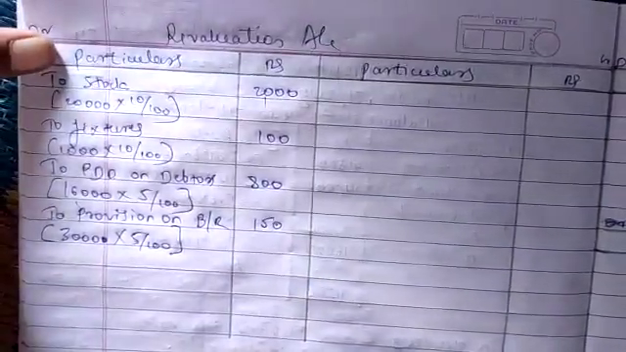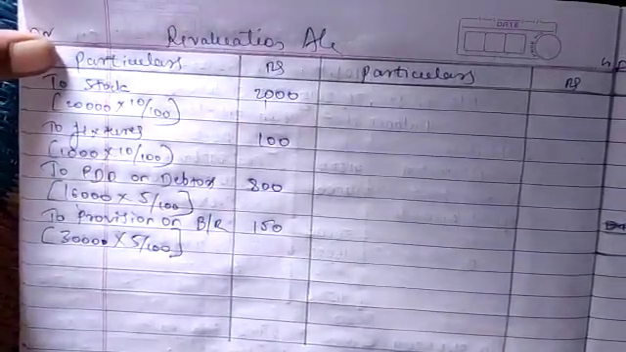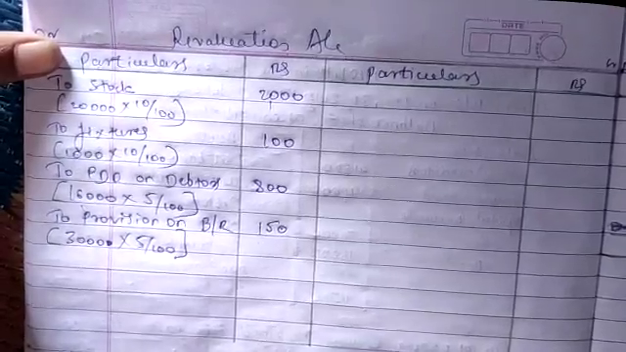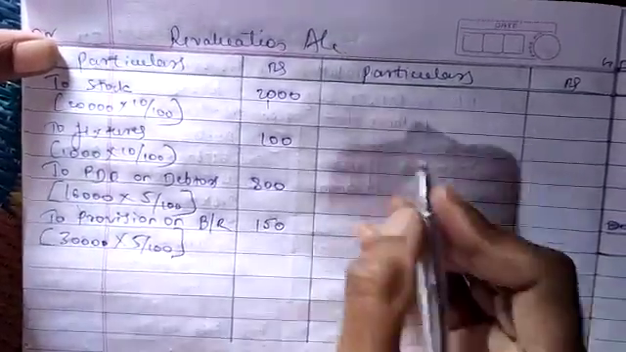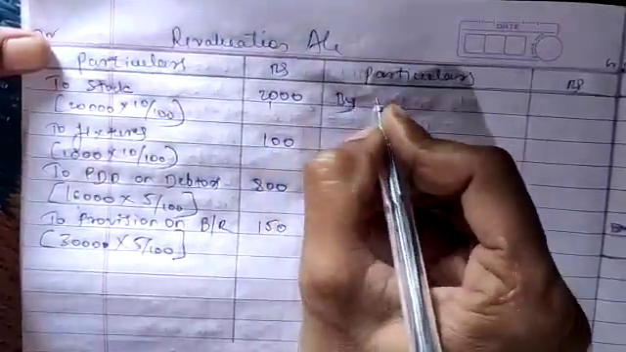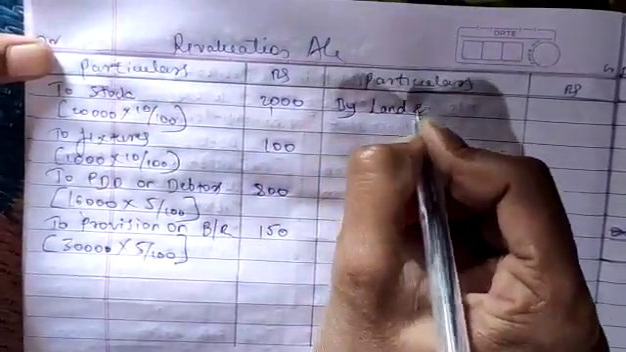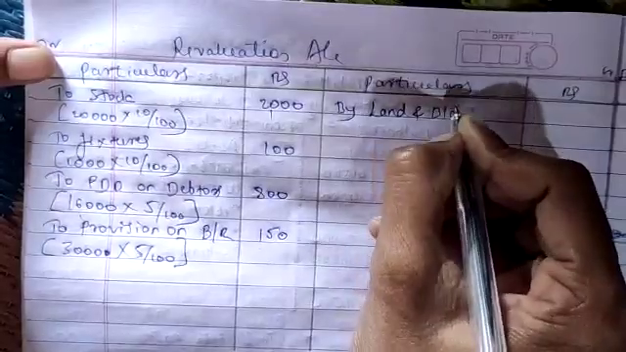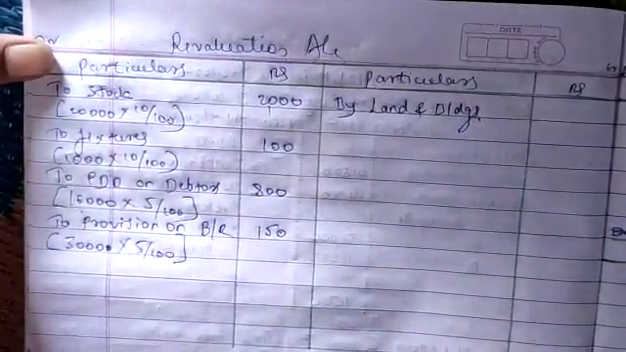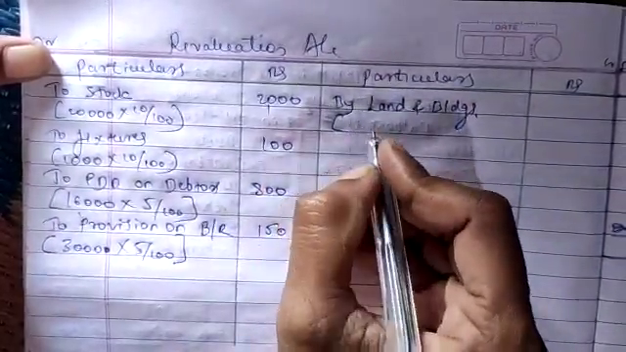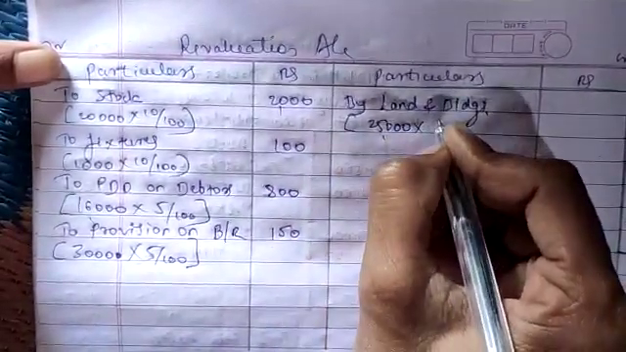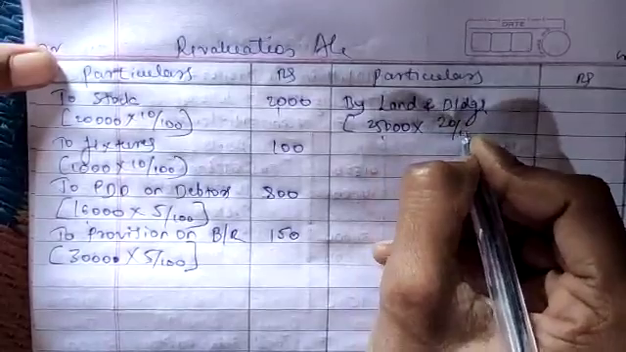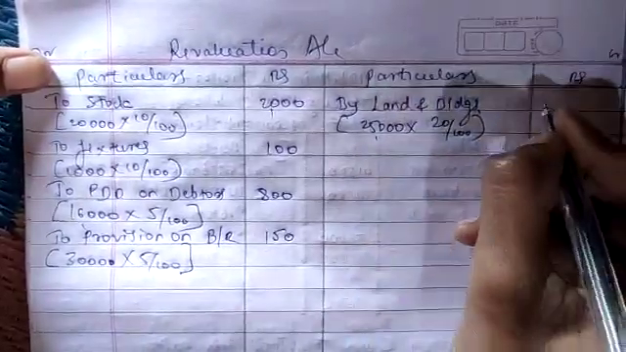Next adjustment is that the value of land and buildings be appreciated. Appreciation means an increase in the value of assets. Those are on the credit side. Land and buildings. What is the amount of land and buildings in the old balance sheet? It is 25,000. How much increased? 20%. It is 5,000.